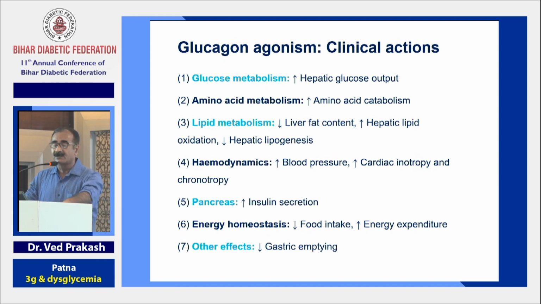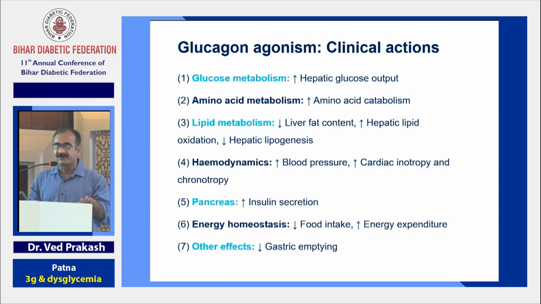So glucagon, the main is that it increases the hepatic glucose output, and at the level of the amino acid it increases the amino acid catabolism. At the lipid level, the main is the increased hepatic lipid oxidation and decreased hepatic lipid synthesis. At the hemodynamic level, it increases the blood pressure, it increases the cardiac inotropic effect and also the chronotropic effect. And at the level of pancreas, it increases the insulin secretion and energy homeostasis.